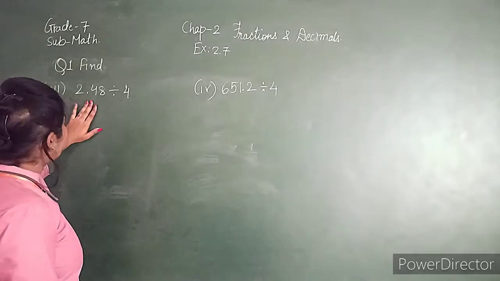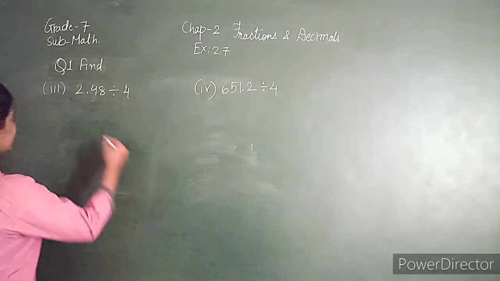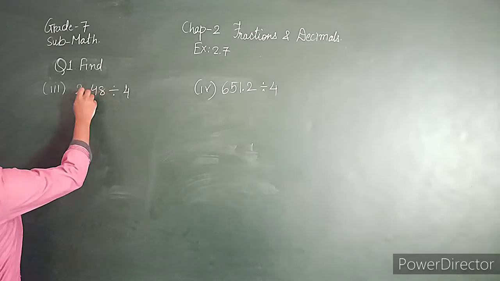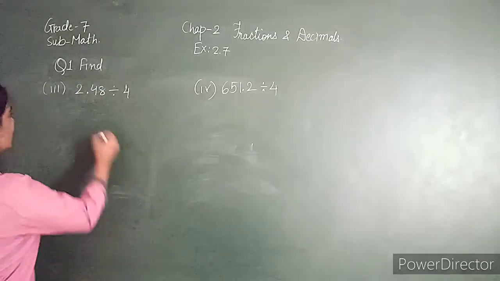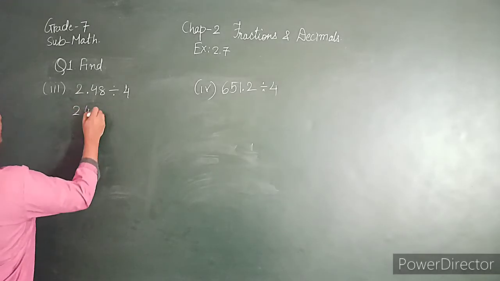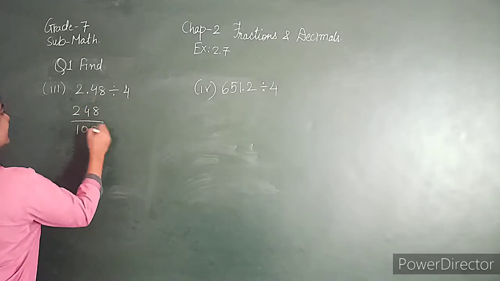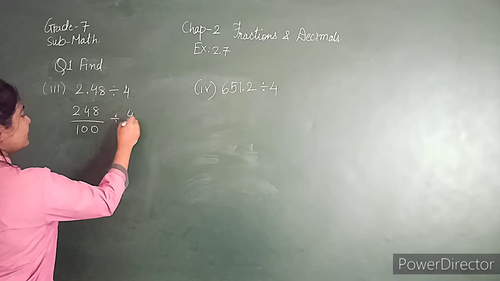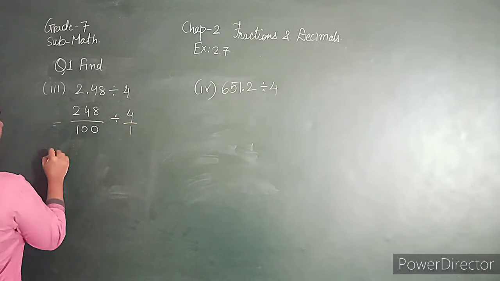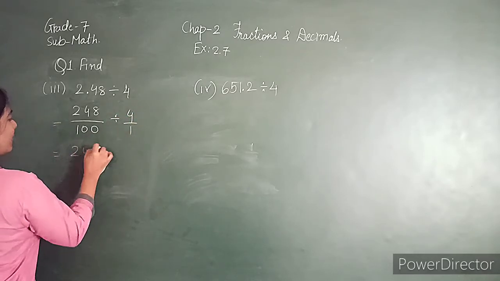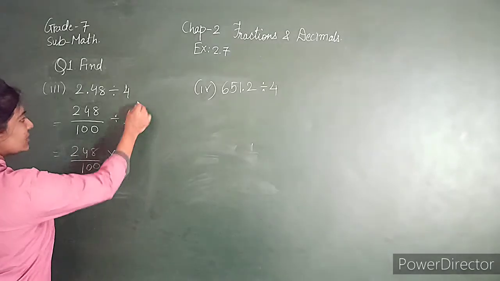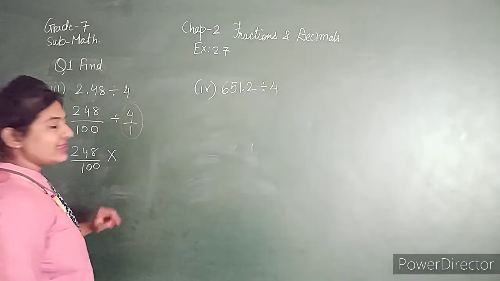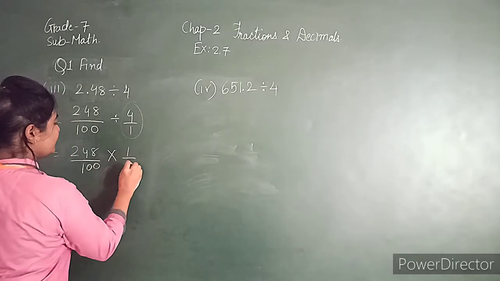Now third number, 2.48 divided by 4. Here the point is given before two numbers, it means after the point 2 digits are there. So we have to put 100 in the denominator, divided by 4 upon 1. Now 248 upon 100. If we change this sign into multiplication, then we write the reciprocal of the next number. So it is 1 upon 4.